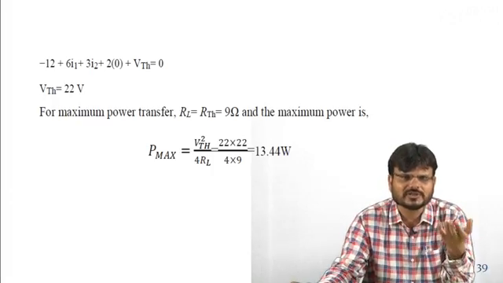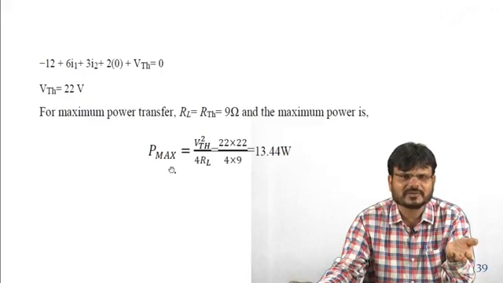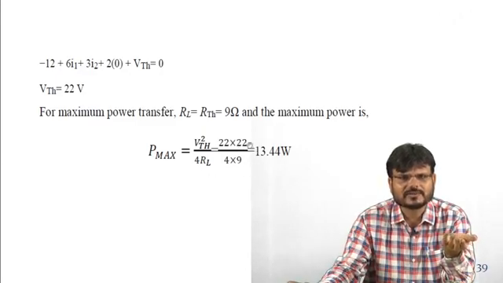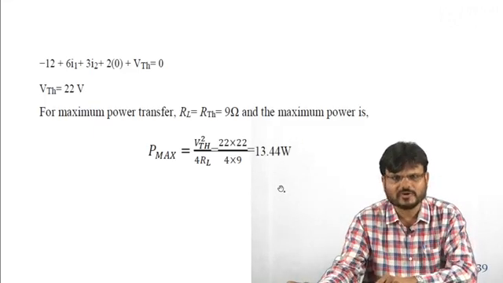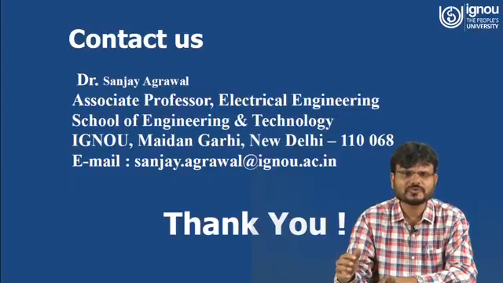You have also calculated the Thevenin resistance, so you can easily calculate the maximum power. So what is the maximum power? P max is equal to VTH square upon 4 RL. VTH is equal to 22, and it is squared, so 22 into 22 upon 4 into RL. RL is equal to RTH. So after solving, this value comes to 13.44 watt. So you have calculated the maximum power transferred from source to load.